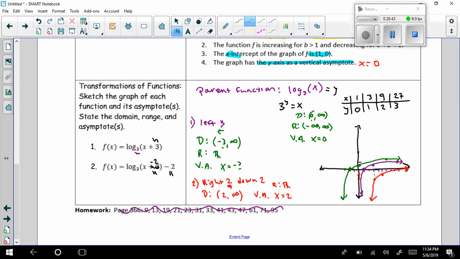Okay, so ultimately the goal is to be able to graph these with no graphing calculator. Think about what that parent function is and what those shifts are, and that should be relatively easy.